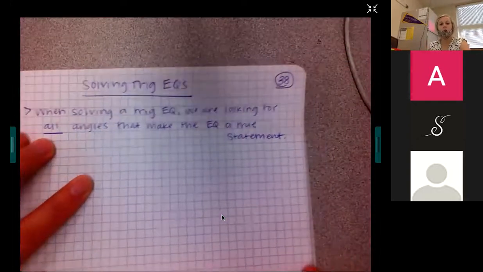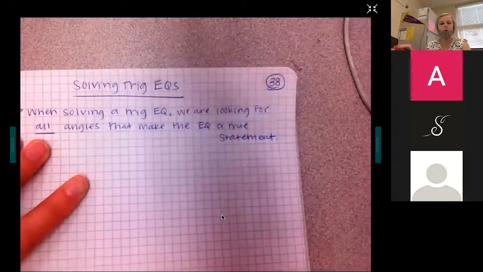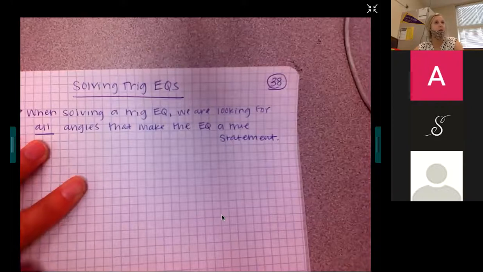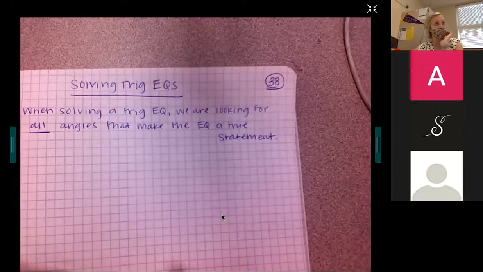So when we're solving a trig equation, we're looking for all of the angles that make the equation a true statement.